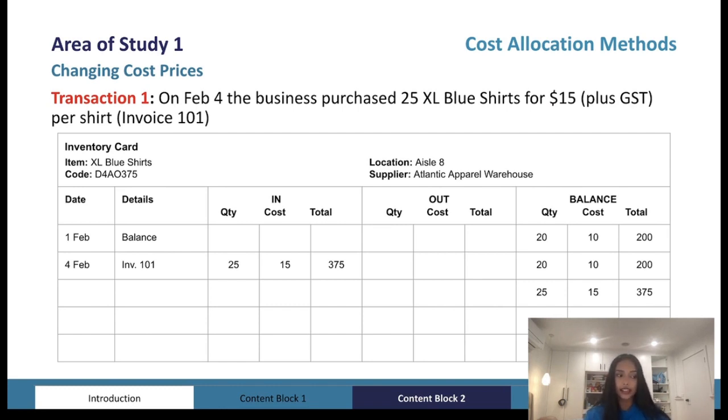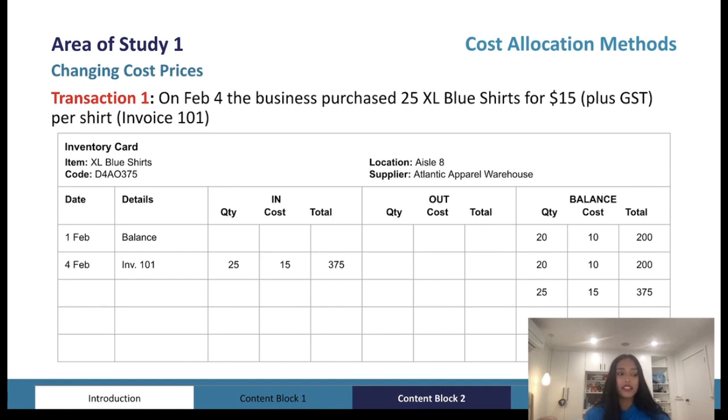So under date, similarly to what we did before, under date is February 4th, and under details is invoice 101. That's the exact same as the last time we did this example. The transaction still goes in the in column because it's a purchase, so inventory is coming into the business. The quantity, cost, and total of the inventory coming in is recorded, which is 25 shirts at $15 per shirt and a total of $375.